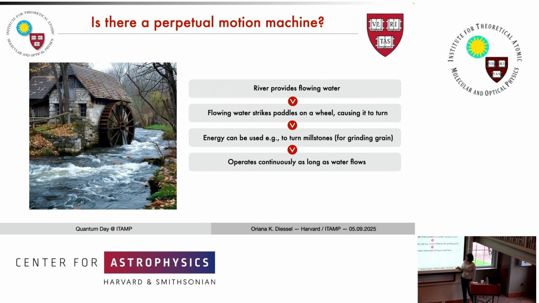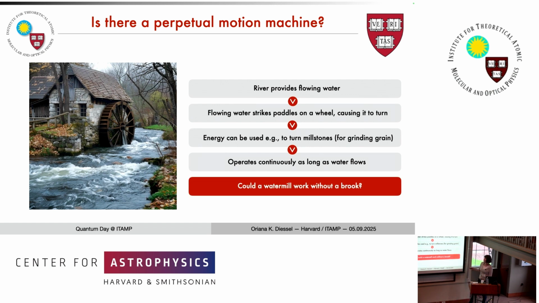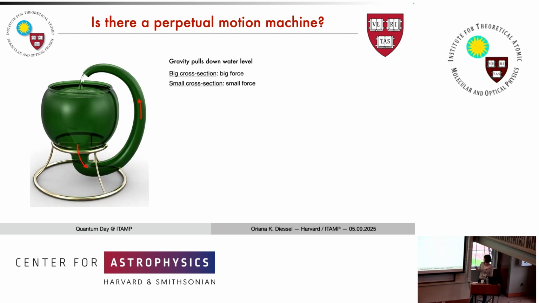But can we also have such a watermill without a brook? There were many design ideas of having such a small river in a small closed space, and this is one of them. You can see we have this vessel, and gravity pulls down the water. Here we have a big cross section, which means a big pressure, therefore a big force. Here the cross section is much smaller, meaning small pressure, small force. Of course, if we just leave this, the opposite would happen: the water would flow back until it balances out and the water level is equal on both sides.